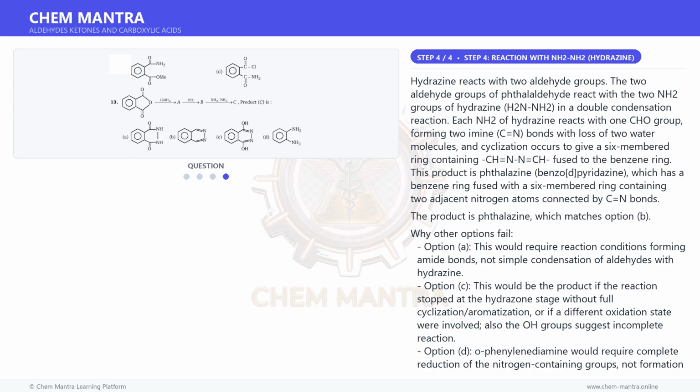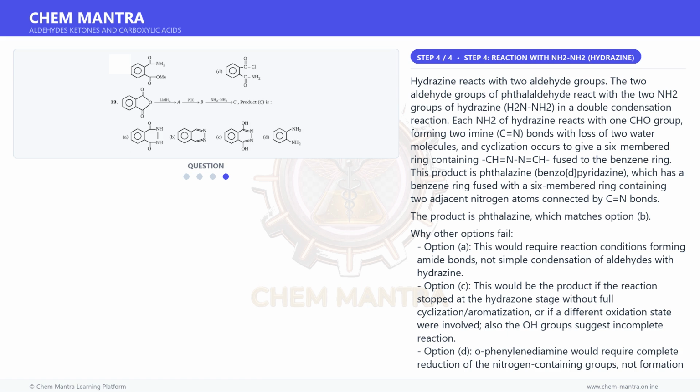This product is phthalazine, benzo[d]pyridazine, which has a benzene ring fused with a 6-membered ring containing 2 adjacent nitrogen atoms connected by C=N bonds. The product is phthalazine, which matches option B.